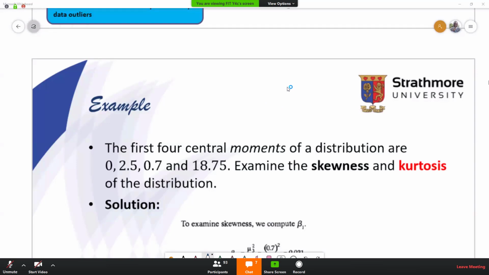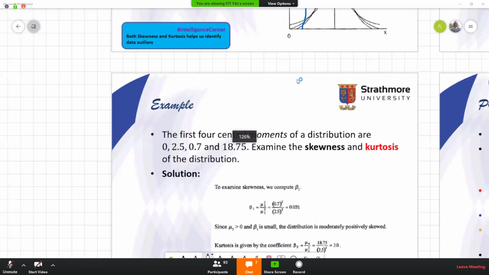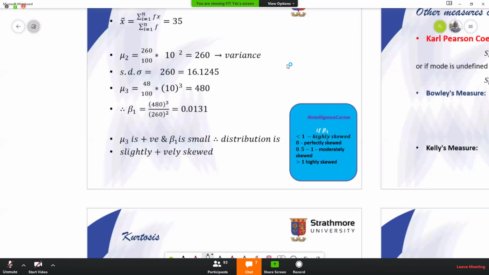I go back to the formulas. You have forgotten the formulas. I didn't post the answer because I wanted guys to calculate before we check. Okay, so this is the formula for getting skewness. The third moment squared divided by the second moment cubed. Anyone who has beta 1?